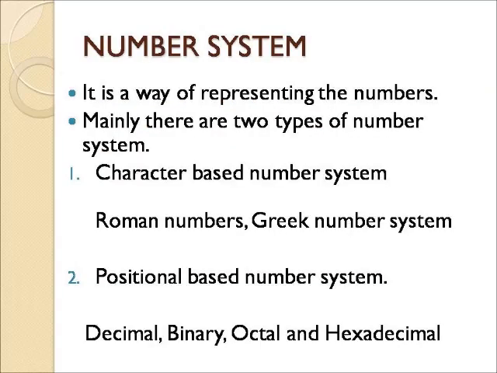So first, see what a number system is. A number system is a way of representing numbers. Mainly we have two types of number systems: one is the character based number system and the other is the positional based number system.